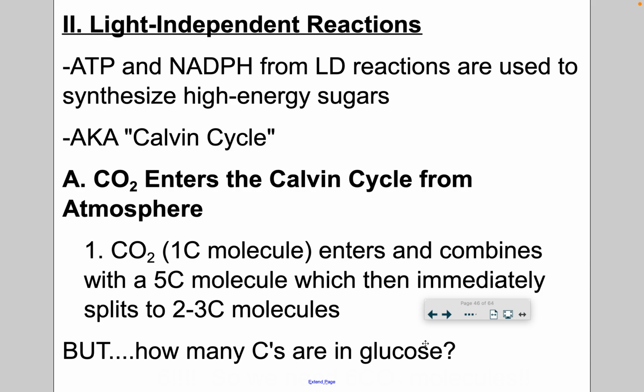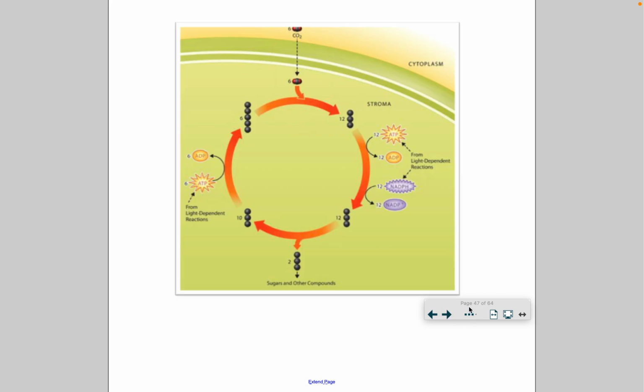And I think I had you write down the chemical formula for sugar. It is C6H12O6. How many carbons are in glucose? 6. So 1 plus 5, yay, 6, but all of a sudden it splits into 3. Wait, where's the sugar? So, yeah, weird, right? So here's the light-independent reactions. Carbon dioxide is going to enter, and it's going to combine, so it's a 1-carbon molecule combined with a 5-carbon, 1, 2, 3, 4, 5. And it's going to immediately split into 12 3-carbon molecules.